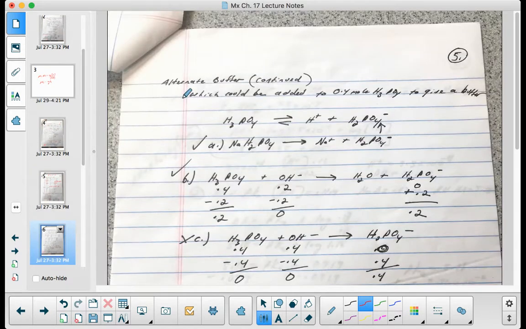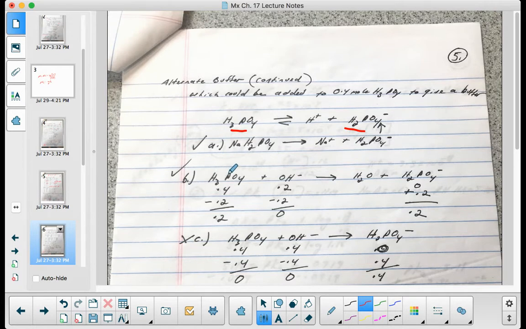Then let's look at what you could add to 0.4 moles of H3PO4 to give a buffer. Let's look at this little list and check things off. To have this buffer, there's my weak acid, there's my conjugate base. I need to make sure that what I put in with this weak acid has a conjugate base component to it. Here it is, sodium hydrogen phosphate ion is present, so yes, that would create a buffer.